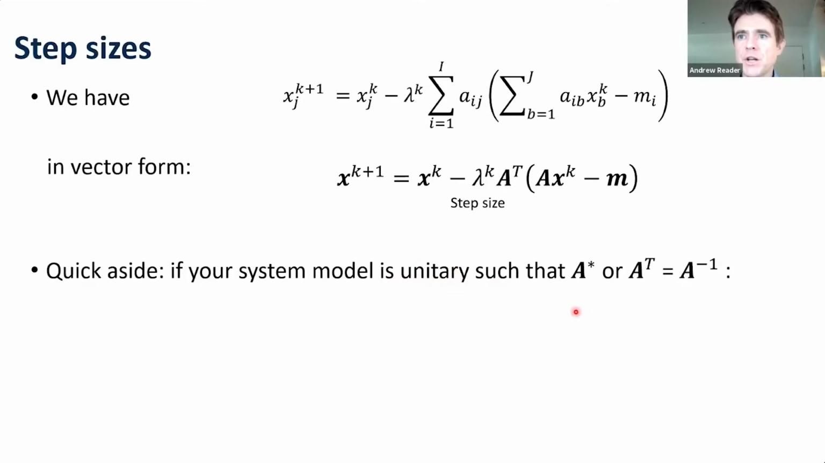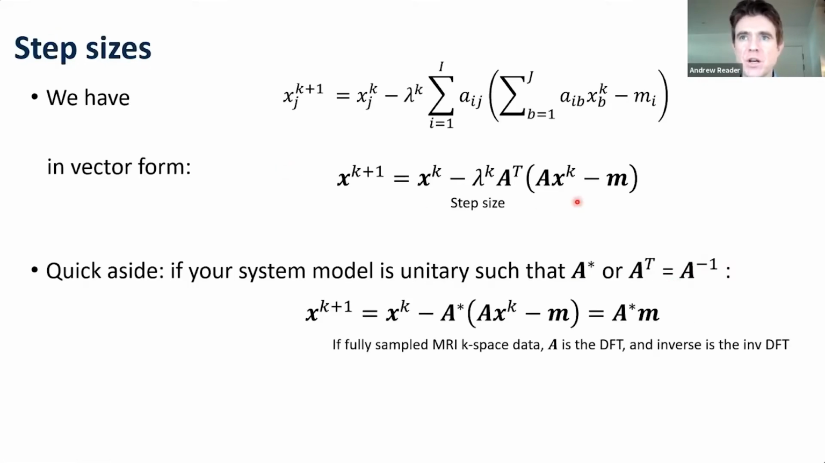If it's unitary, that would mean that A star, or if it's orthogonal, that would mean A transpose, is equal to the inverse. If that's the case, then we can see that this least squares update for a step size of 1 automatically gives us the one-stop solution. Xk plus 1 is xk minus A star A xk minus A star M. If A star is the inverse, that's just the identity, and you're just left with, therefore, A star M.